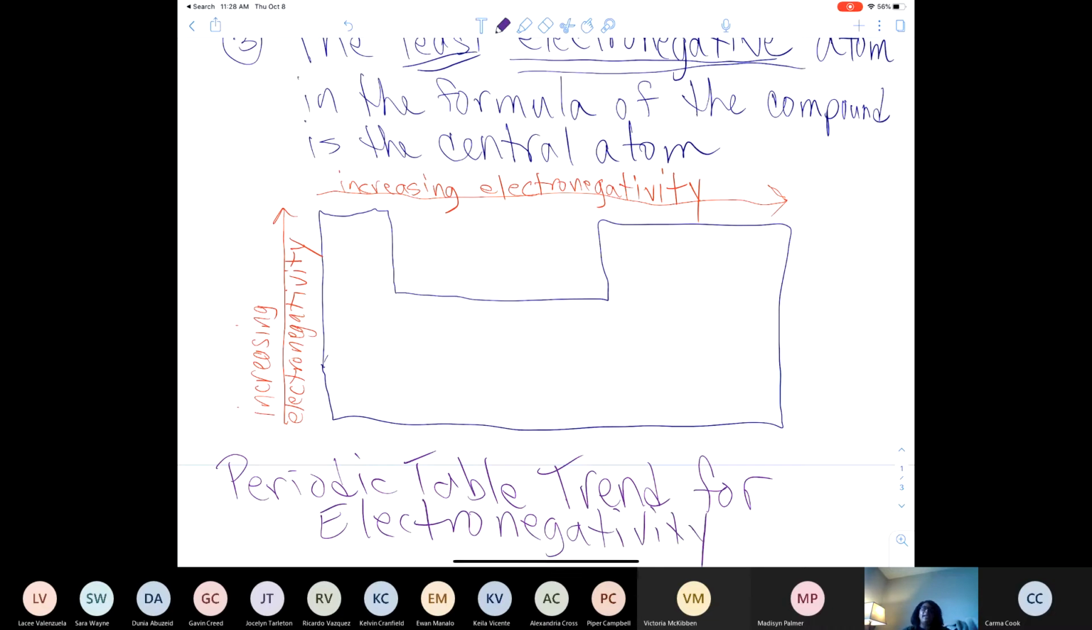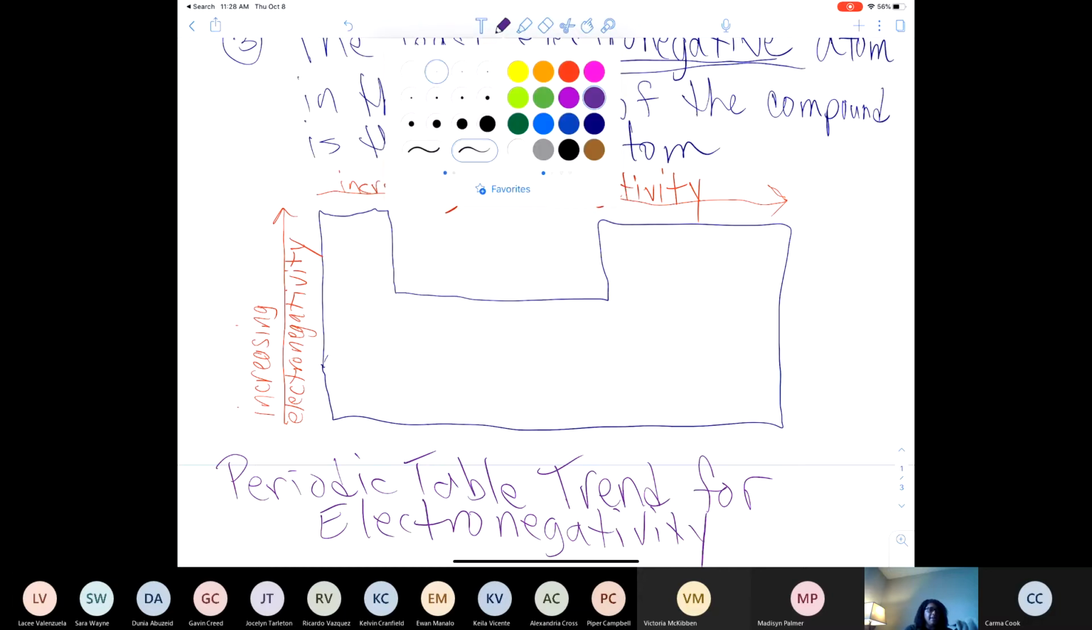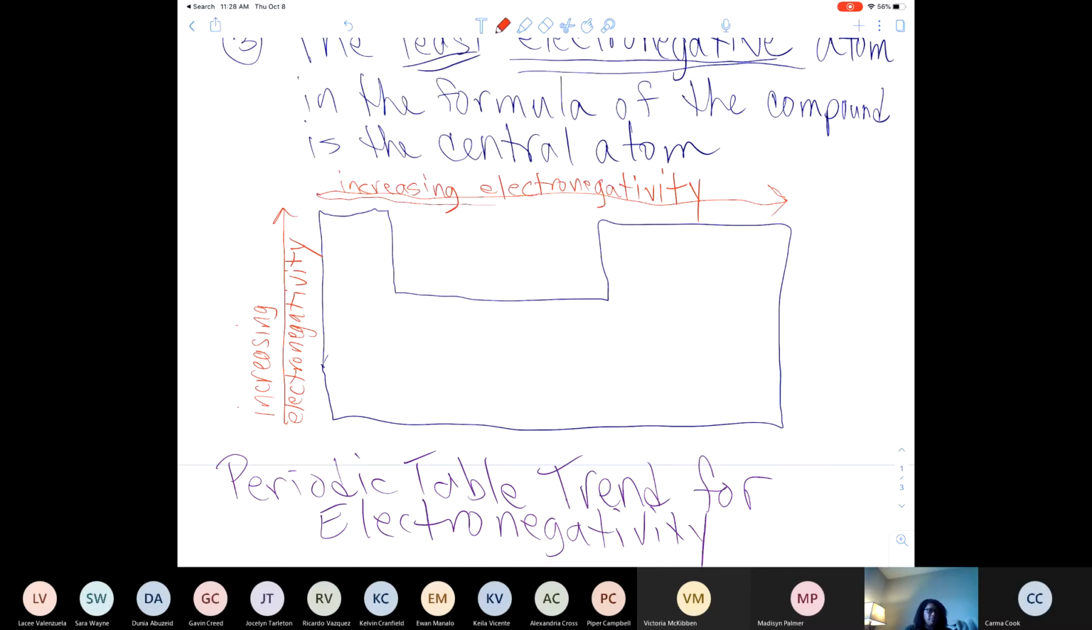And so electronegativity increases as you move from left to right across the periodic table. Electronegativity also increases as you go from the bottom of the periodic table to the top. So if I have this compound, Cl3F, which atom is going to be the central atom? Will it be one of the chlorines or will it be fluorine?